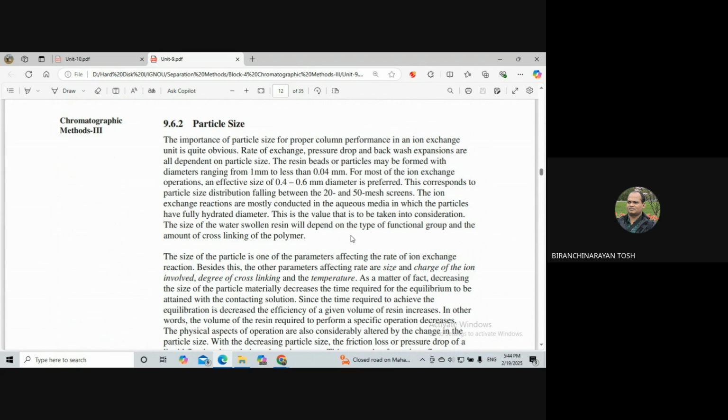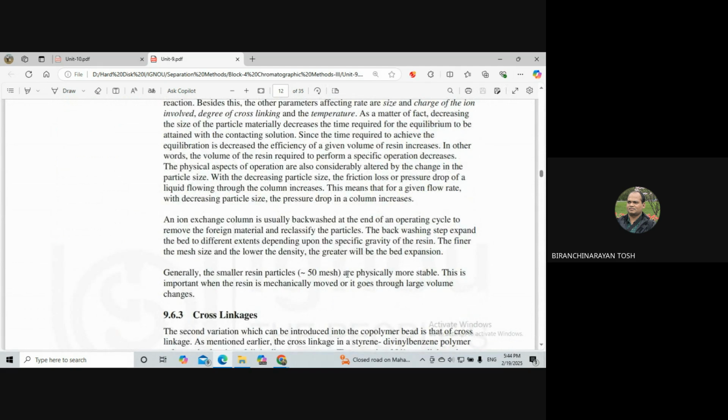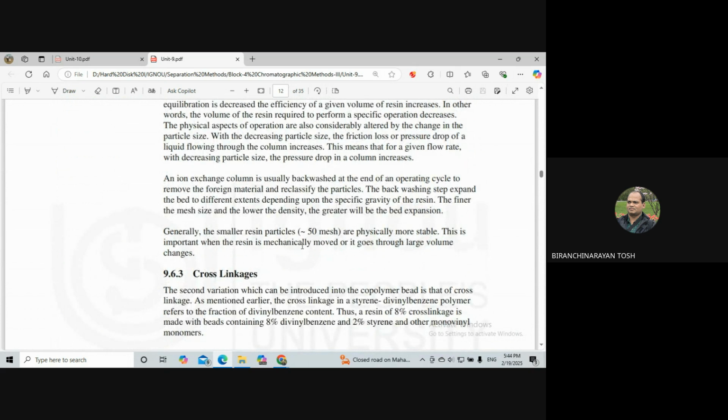So these are the factors which are responsible for particle size. Generally, the smaller particles like 50 mesh are physically more stable. This is important when resin is mechanically moved or goes through large volume changes.